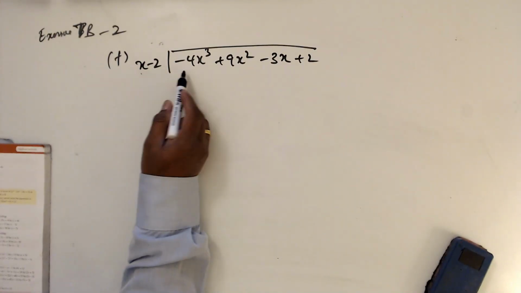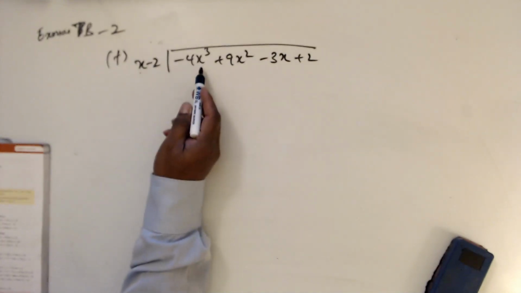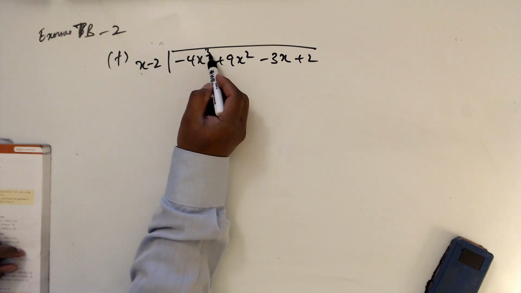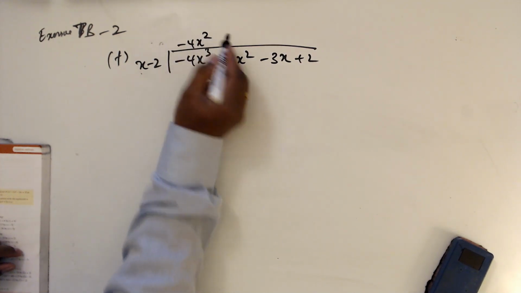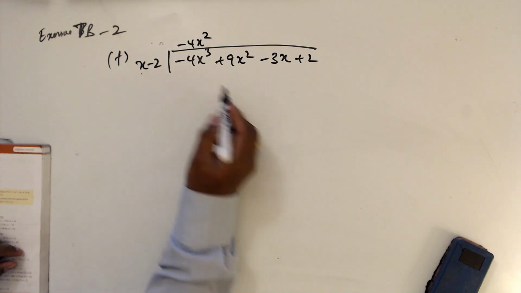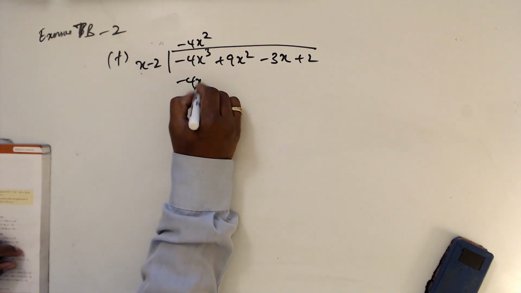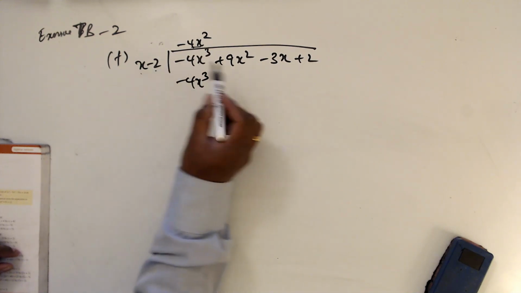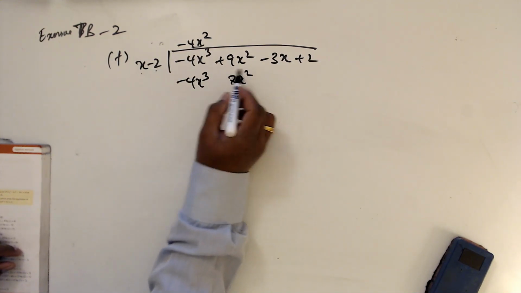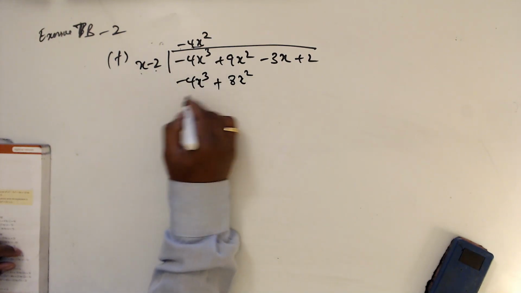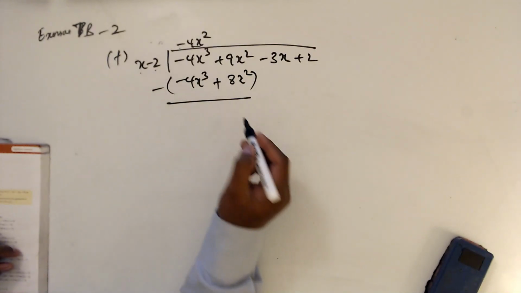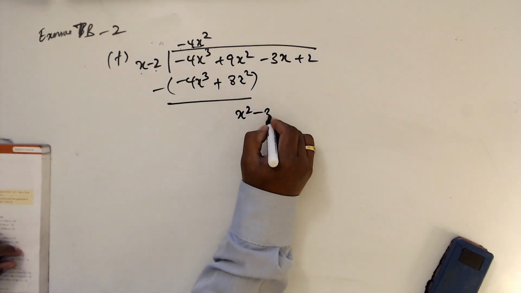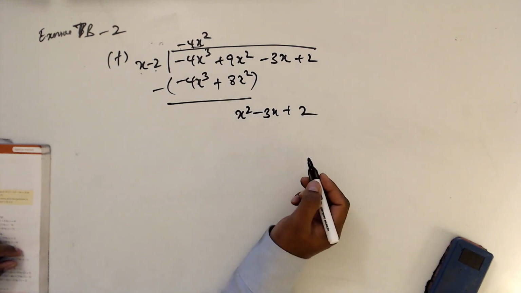How many x goes to minus 4x square? You can divide. So bring one power down. Minus 4x square. Then minus 4x square times x, minus 4x cube. This is going to be 4x square times 2, 8x square, minus times minus plus, and minus these two. So this is going to be x square. Then I'll bring this one down and this also down.